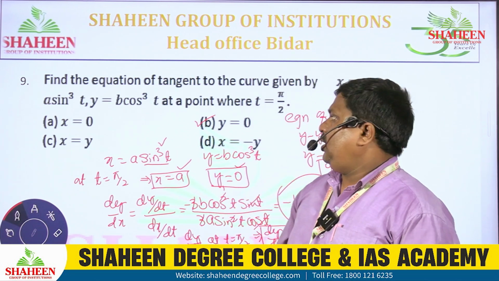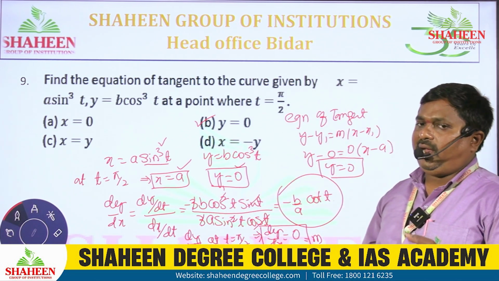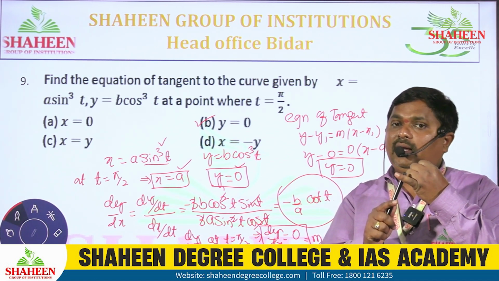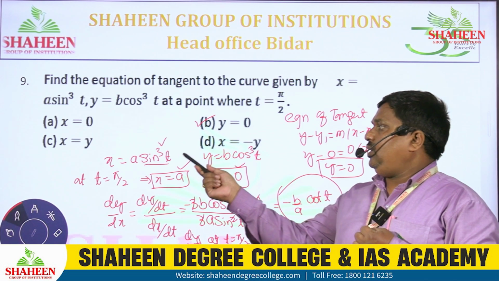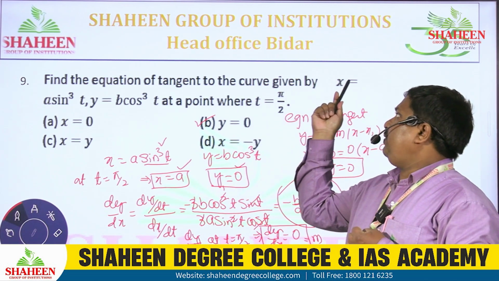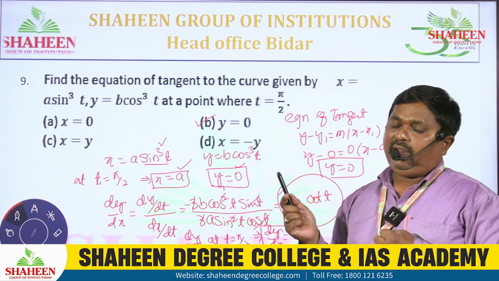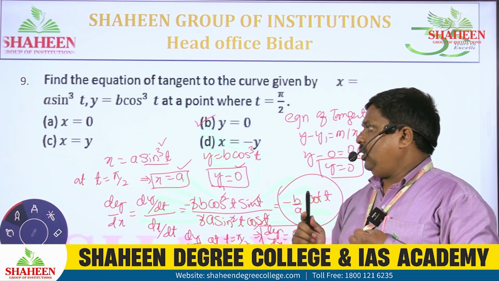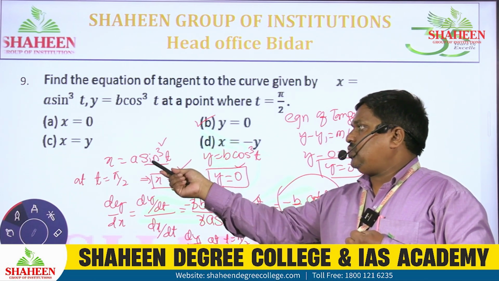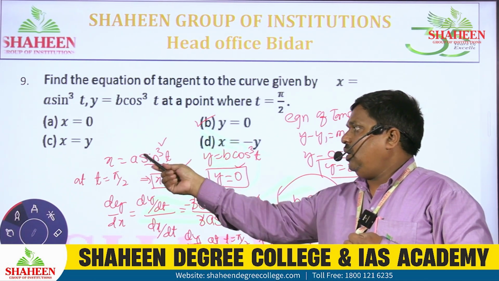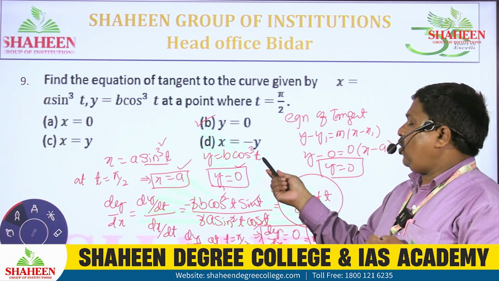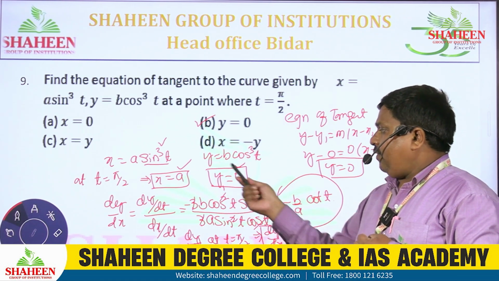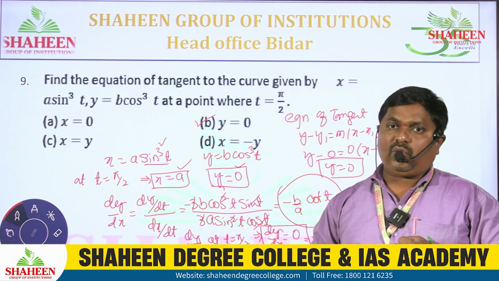Understood? To find the equation of tangent, first we require a point from which we are drawing a tangent. On taking t is equal to pi by 2 in both equations x equal to and y equal to, we will get a point on the curve x1 y1. So at t equal to pi by 2, sin pi by 2 is 1, 1 cube is 1, 1 into a is a, and here cos pi by 2 is 0, 0 cube is 0, 0 into b is 0. From this a comma 0 we are drawing a tangent.